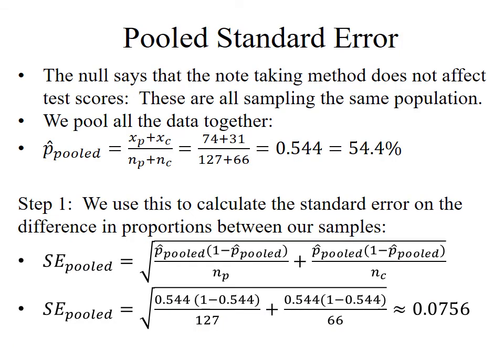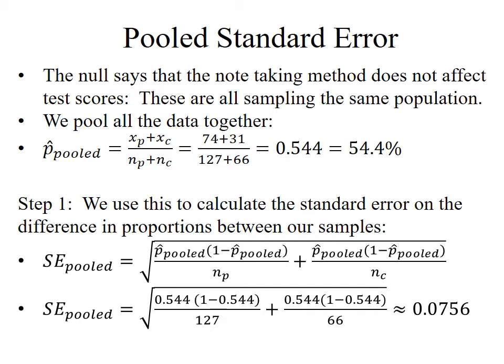Okay, if we're going to do this, we need to pool our data together to get our standard error. The null hypothesis says note-taking method doesn't affect test scores. These two samples are really samples from the same population. So it makes sense to just put our data all into one big pile. In the numerator, we add up all the students who got A's or B's, 74 in the one group, 31 in the other group. In the denominator, all the students in our study, the 127 in the one group plus 66 in the other group. We add all that up and we get 54.4% of all the students got A's or B's.